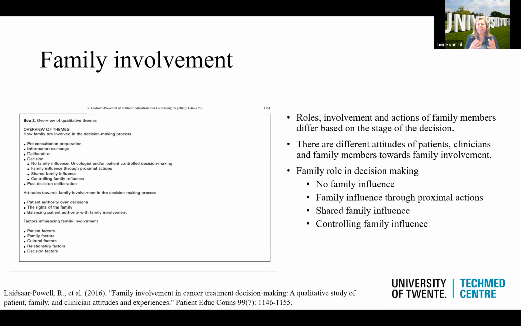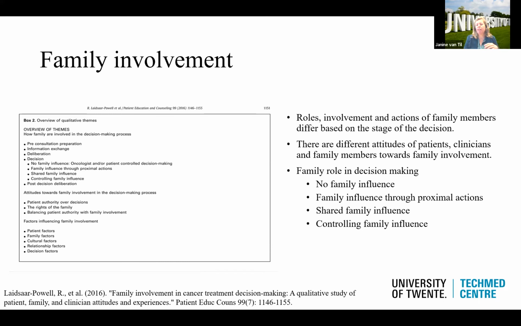And like in the role preference scale, which we saw for patients, these authors distinguish four potential roles of family members in the decision stage. Which range from no family involvement at all, family involvement through proximal actions, where family members support the patient, help the patient find and understand important information, and support the decision that the patients make. There's a shared family influence, where patients and family members have a joint role, and family members also share their own preferences about what is the best treatment for the patient. And finally, there can be a controlling family influence where the family members take the lead and actually have more influence on the decision than the patient themselves.